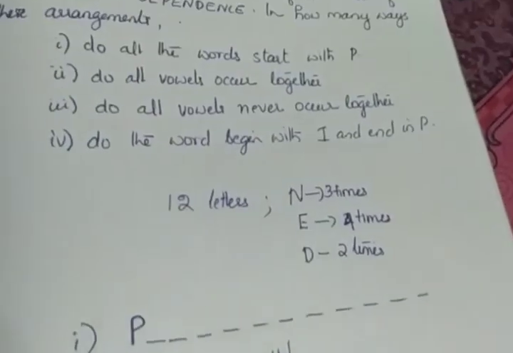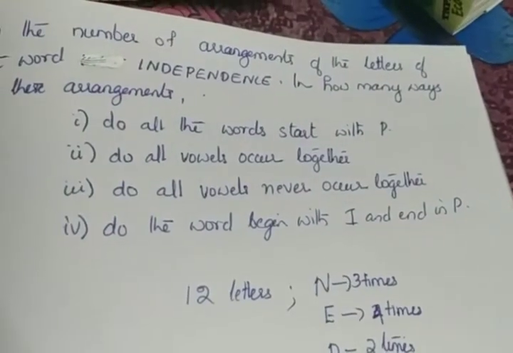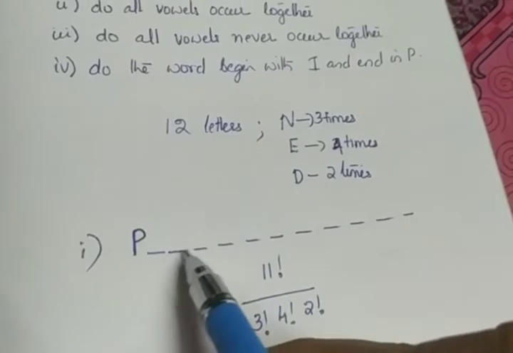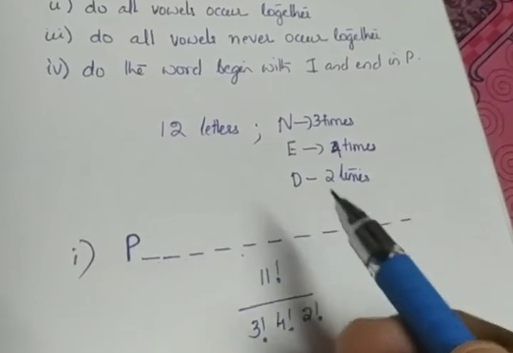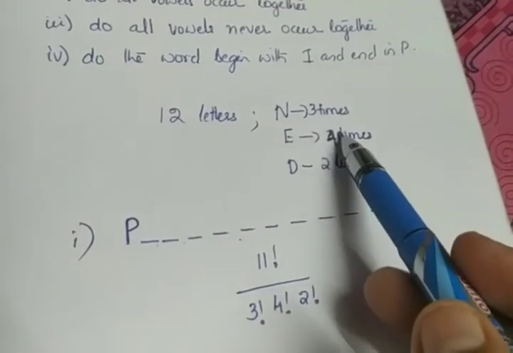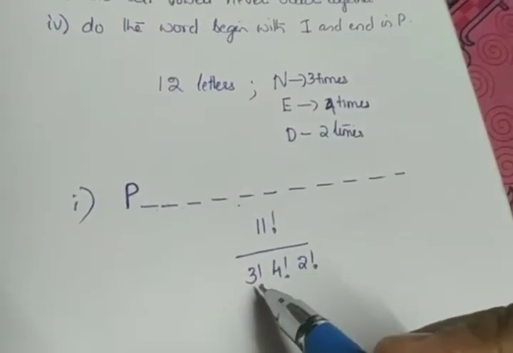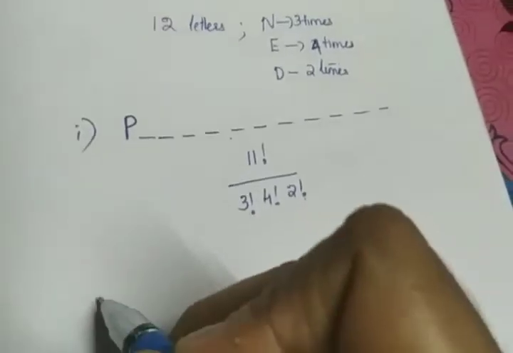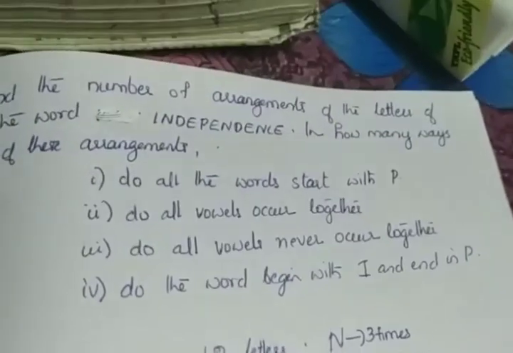Okay, so the first answer, in how many ways do the words start with P? Starting with P means we just have to complete the 11 letters. So 11 letters can be filled in 11 factorial ways. Since the repetitions are there for N, E and D, we have to divide by 3 factorial, 4 factorial and 2 factorial. Okay. Again, going to the second one.